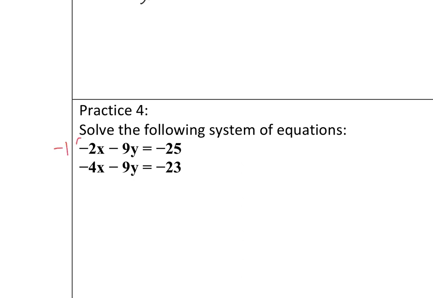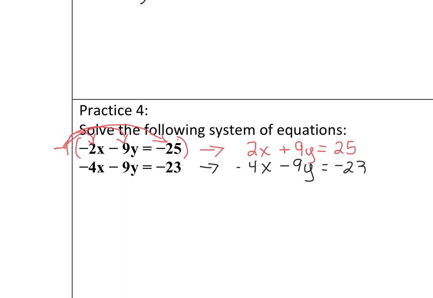So negative 1. And distribute again to all 3 of the terms. You have to do all 3. You can't leave anything out because then that'll mess up your equation. Okay, so negative 1 times negative 2x. Good, positive 2x. Negative 1 times negative 9y. Good, make sure you put your signs. And negative 1 times negative 25. Positive 25. Second equation stays the same. We didn't change that one. Sometimes we will. Sometimes we have to change both.